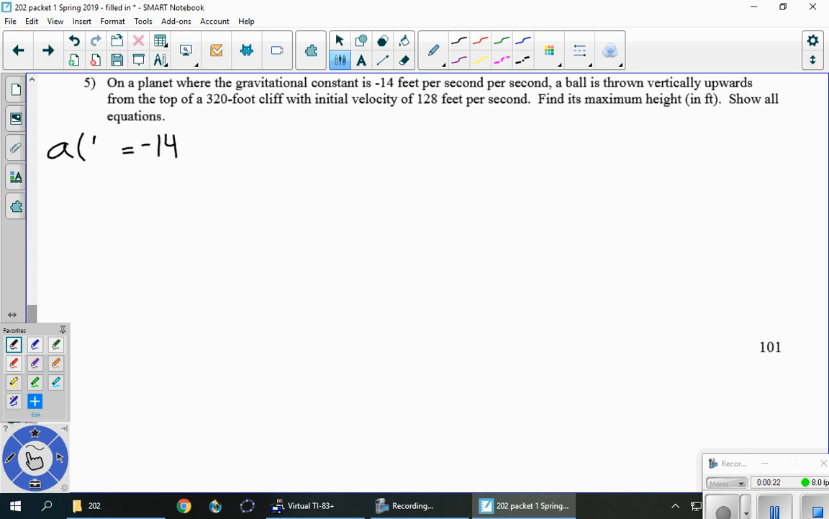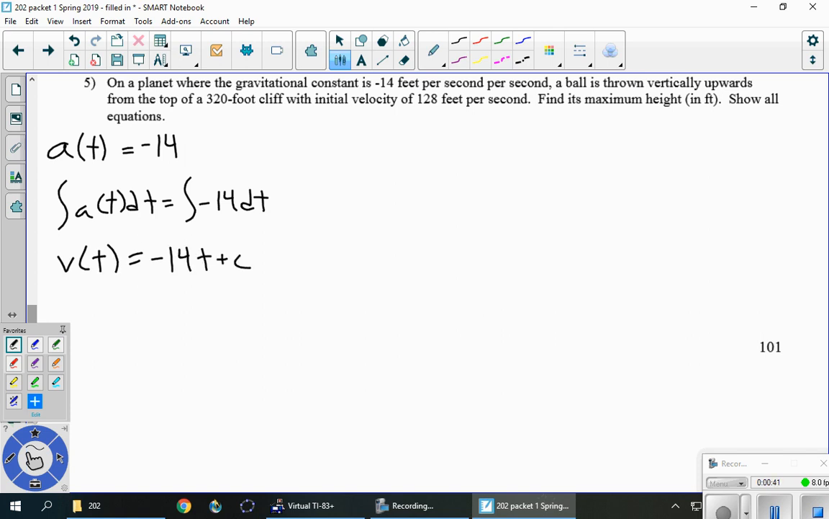I will highlight that this is a function of t, even though there are no t's on the right-hand side. Let's integrate both sides of this equation with respect to time. The integral of acceleration is velocity. The integral of negative 14 dt is negative 14t plus some constant. We know that the initial velocity is 128.